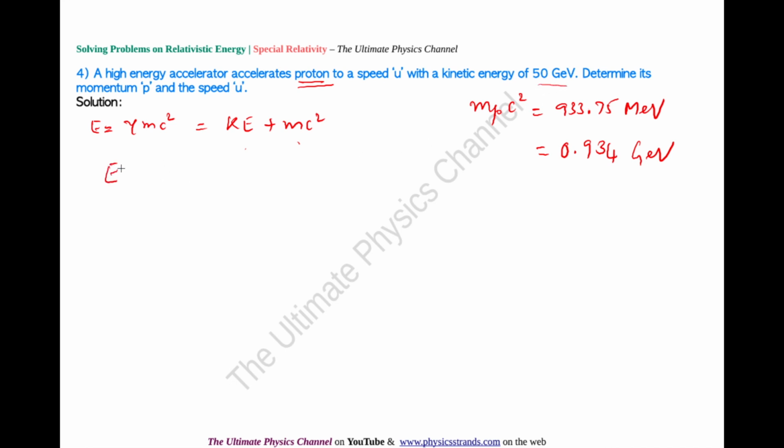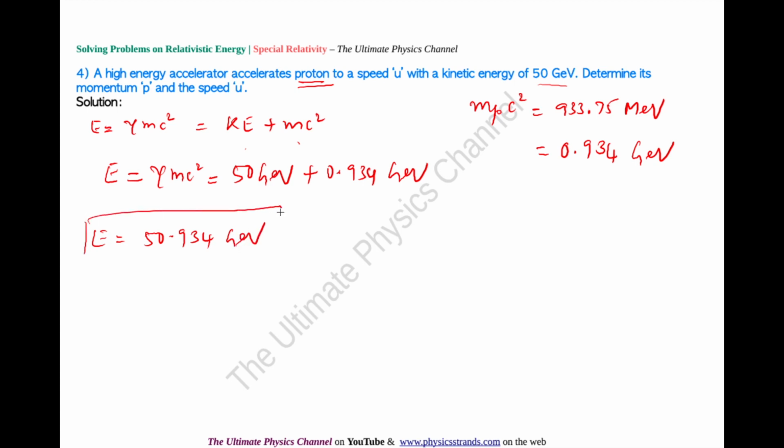So the total energy in this case, E, is equal to gamma mc squared, and that is 50 GeV plus 0.934 GeV. So the total energy is 50.934 giga electron volt. This is the total energy of the proton that is accelerated, and this is 50.934.